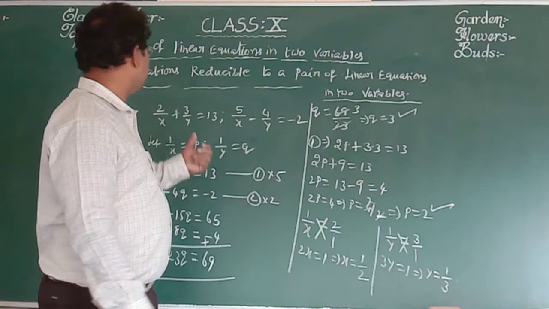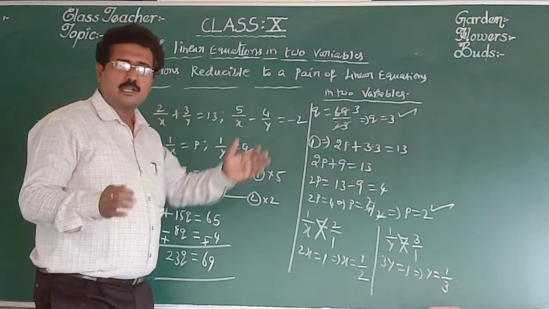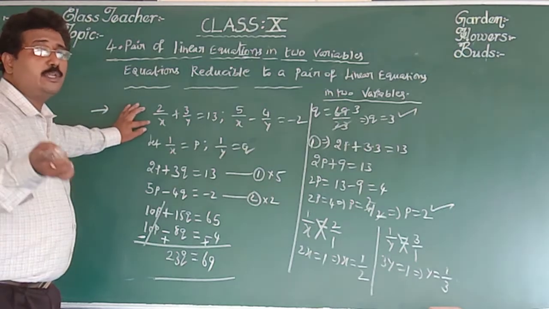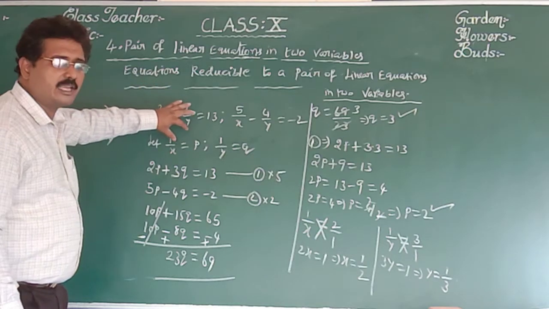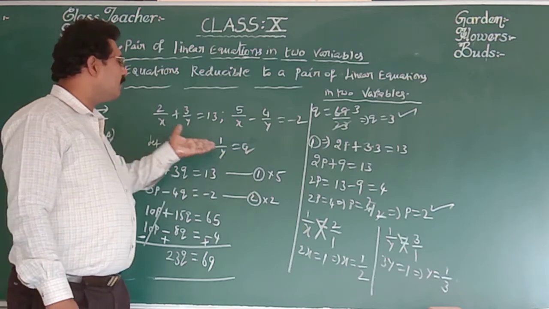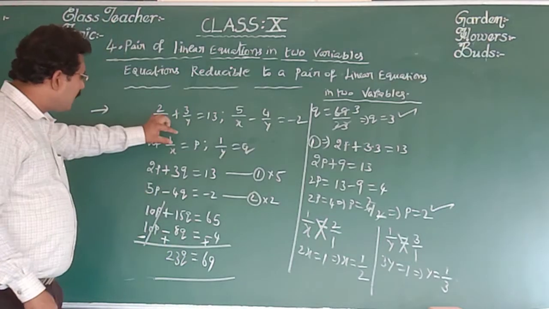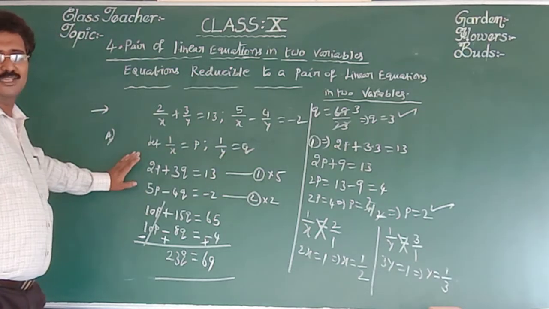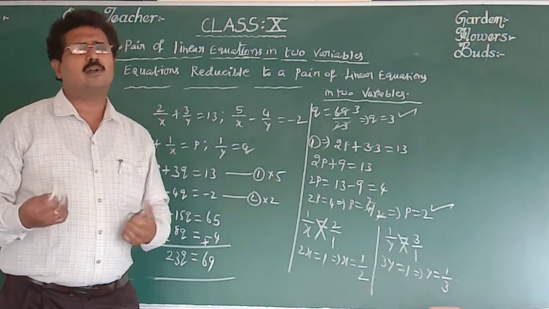So this is the way to do equations reducible to a pair of linear equations in two variables. Why? Because the problems are not given directly like this. 2 by x can be written as 2 into 1 by x, and 3 by y can be written as 3 into 1 by y. So let 1 by x is equal to some p and 1 by y is equal to q, or otherwise 1 by x is equal to some l, 1 by y is equal to some m, or m, n, whatever it may be. So change it into variables. After getting that p and q, substitute in the equations, and the equations can be reduced to linear equations, solving those two linear equations in the new variables, either pq or lm, whatever it may be.